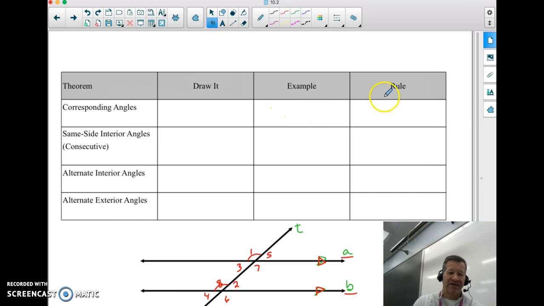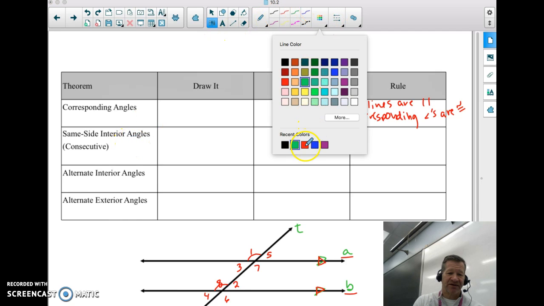So in corresponding angles, if the lines are parallel, and I'm going to abbreviate parallel using the symbol, then corresponding angles are congruent. And I'm going to use a little congruent symbol, an equal sign with a little squiggly above it.